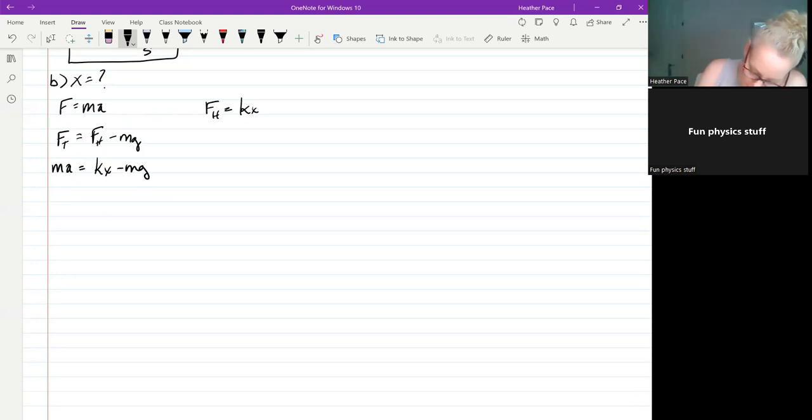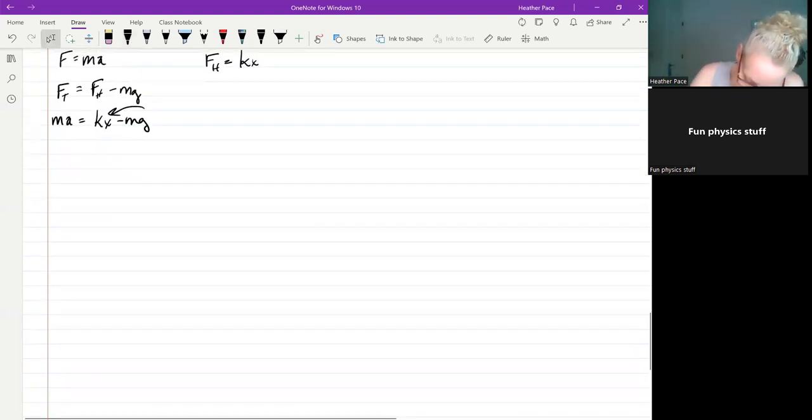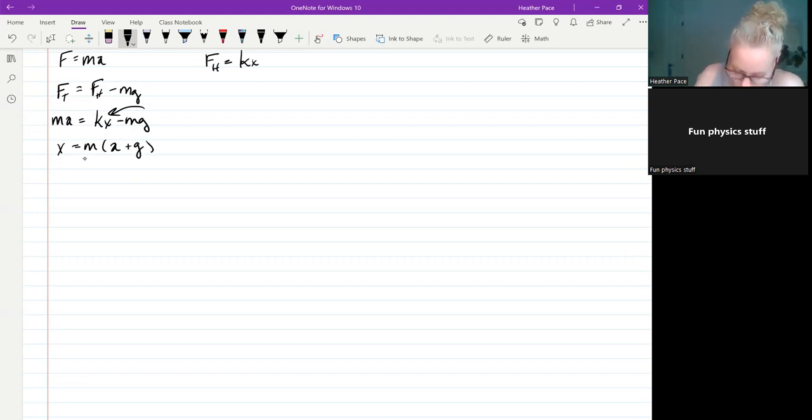We're looking for this guy. Let's rearrange to solve for x. And we get x equals m times a plus g all over k. Now, usually we would say that a plus g equals 2g, but we know here that our upward acceleration is a real acceleration and is not g, it's g/3.